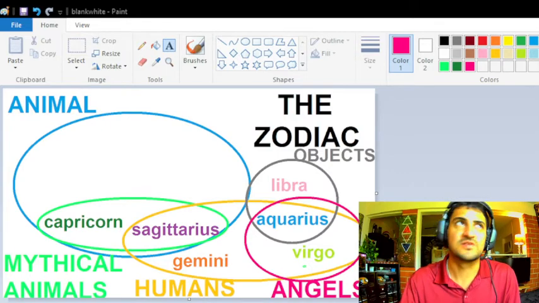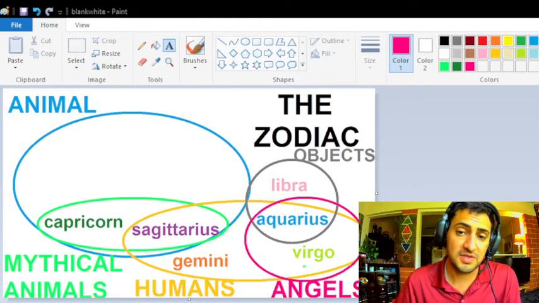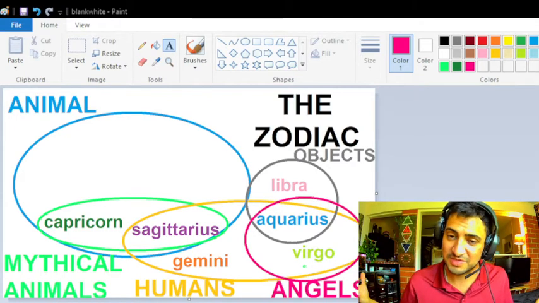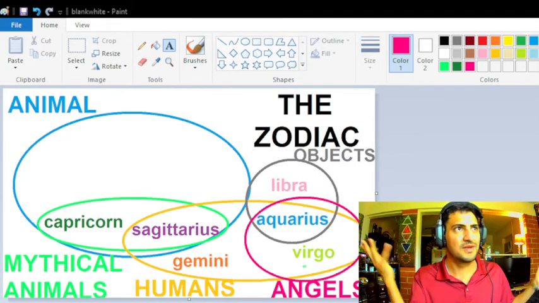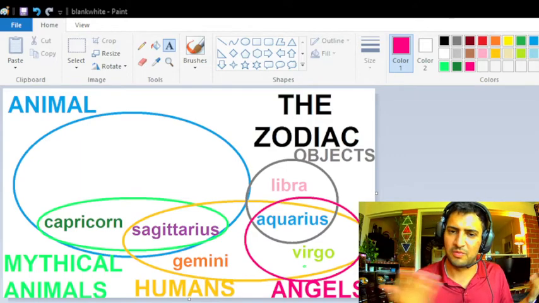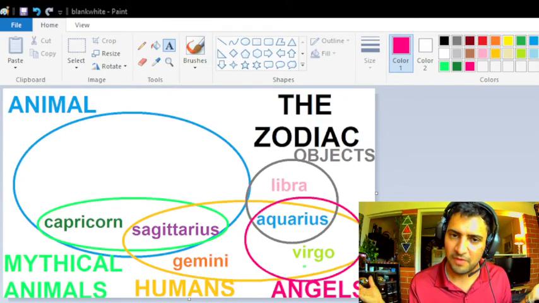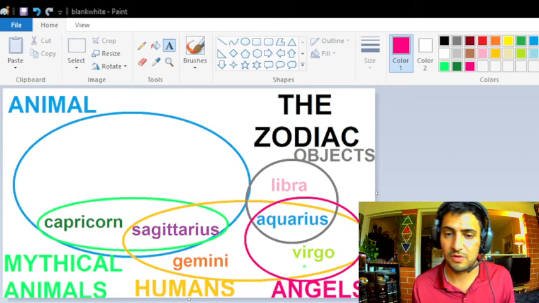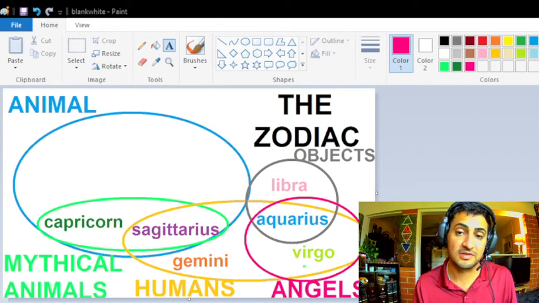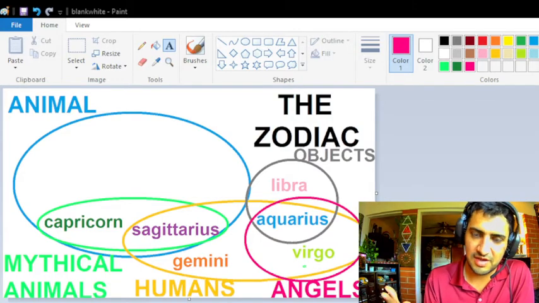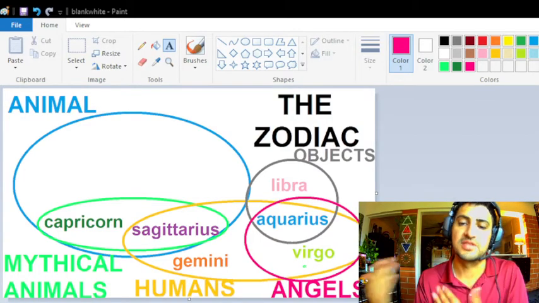Why are they angels? Okay, so Virgo and Aquarius often are represented by angels. They're depicted as angels. You know, Aquarius is the water bearer. Sometimes it could be an angel. It could be a water bearer with wings on its back. Virgo is the maiden, or the virgin, but it's always a woman. She typically has, or not typically, but sometimes has wings.